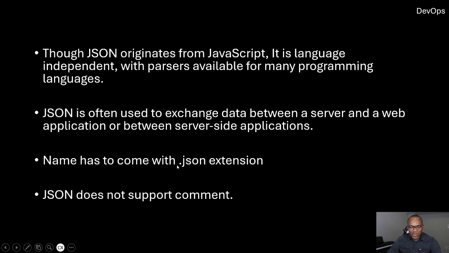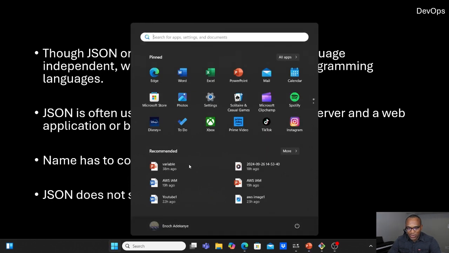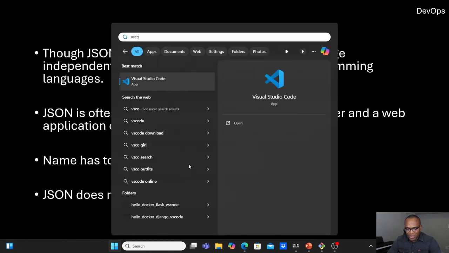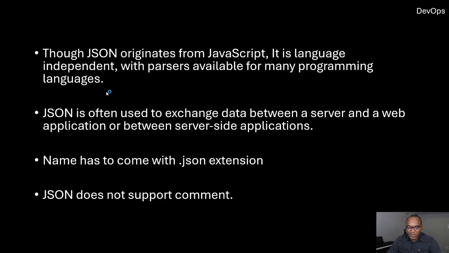If you are naming a JSON file, you have to give it a .json extension. Let me show you what I'm talking about. Let me open my VS Code, and let me give you an example of what I'm talking about.